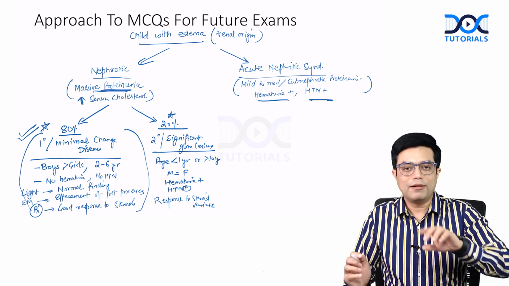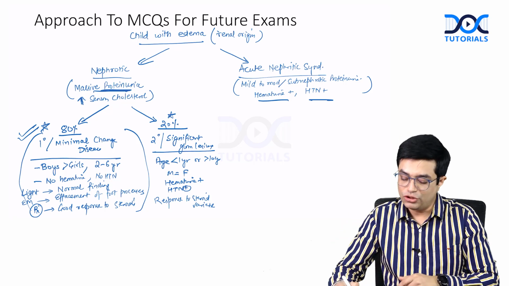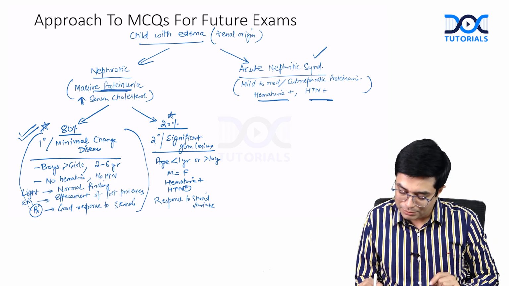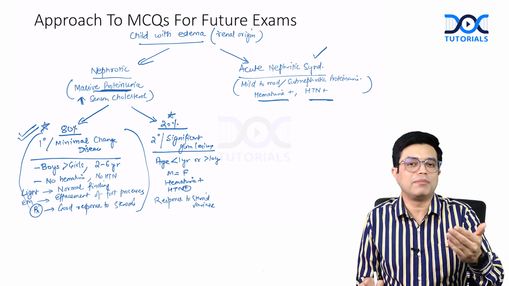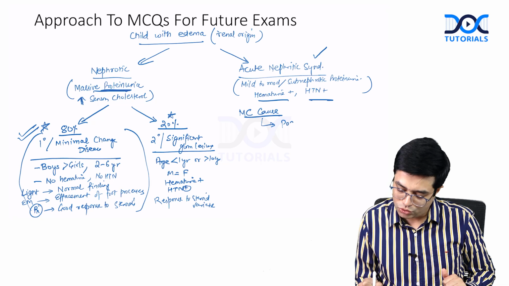Sometimes if they say proteinuria is less, but hematuria and hypertension is there along with some edema, you will think of acute nephritic syndrome. In acute nephritic syndrome, remember that it is often precipitated by some infection. The most common cause of acute nephritic syndrome is post-streptococcal glomerulonephritis.